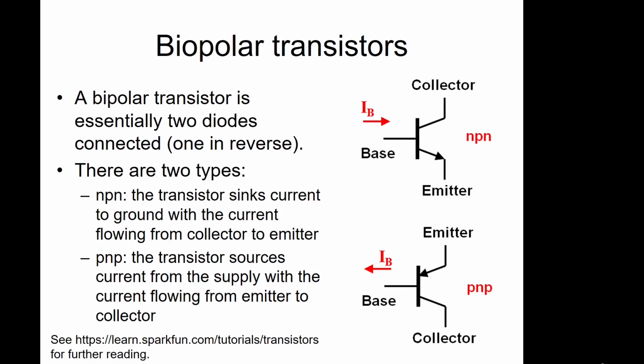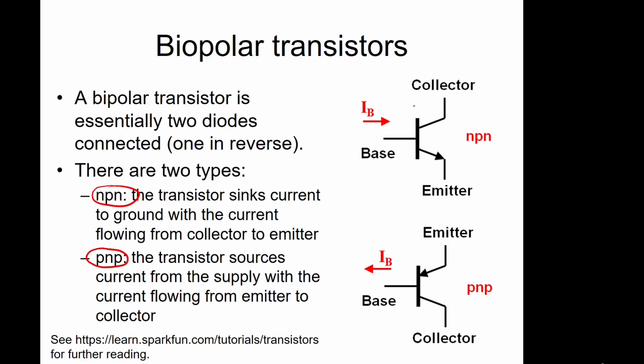So moving on to transistors. A transistor is essentially two diodes stuck together. So if you take two diodes and stick the P-doped material together, you get an NPN. If you take two diodes and stick together the N-type material or the N-doped material, you get a PNP. And a transistor is essentially an amplifier.